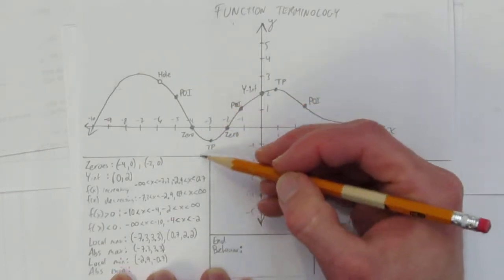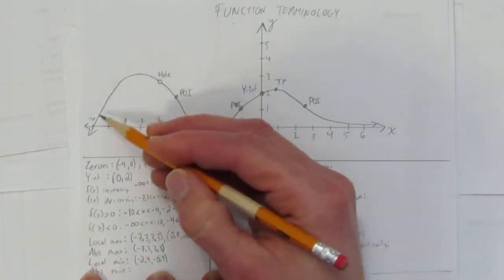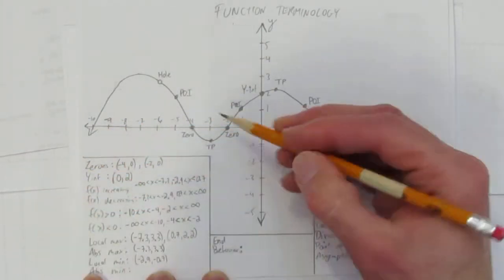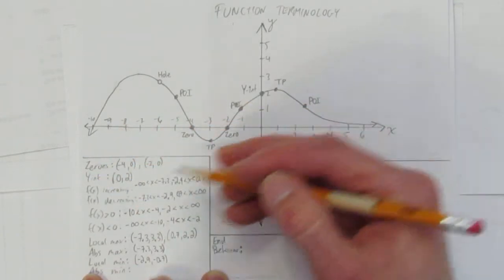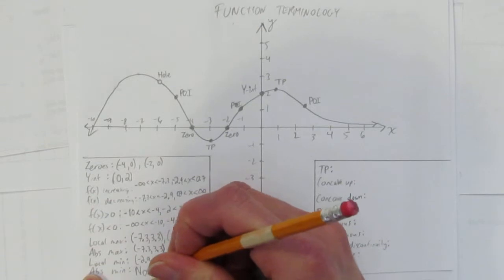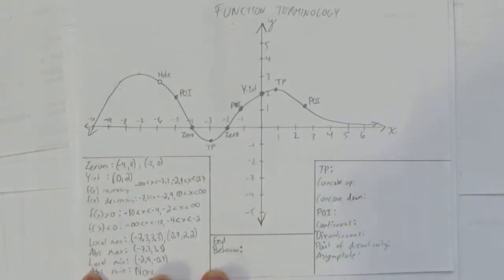But notice this function will have no absolute minimum because this downward arrow means go down forever. It's obviously going to get way lower. It'll go down to -infinity. So we would say for absolute minimum, this function has none, or NA, not applicable.